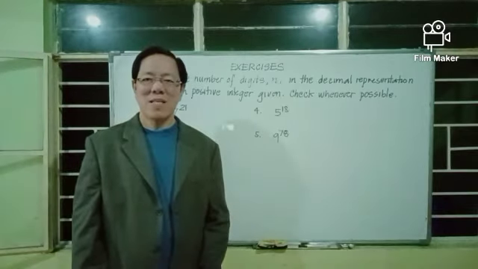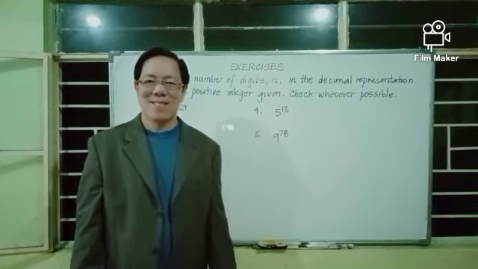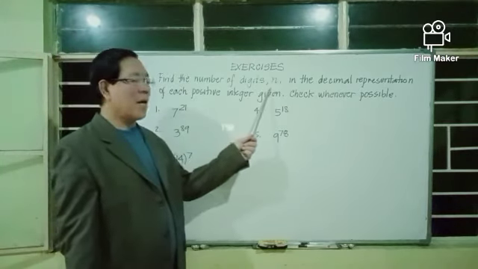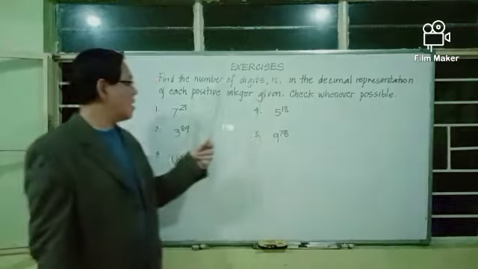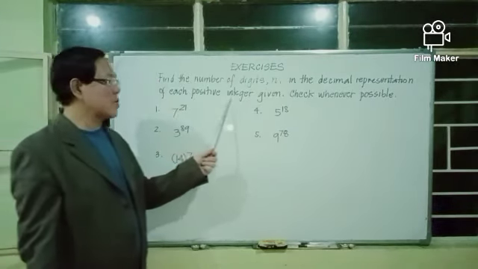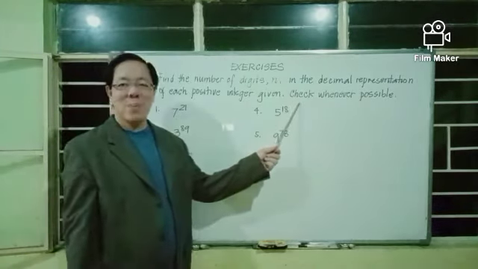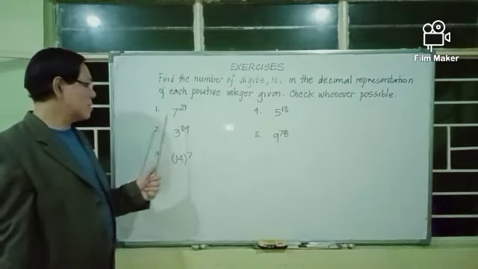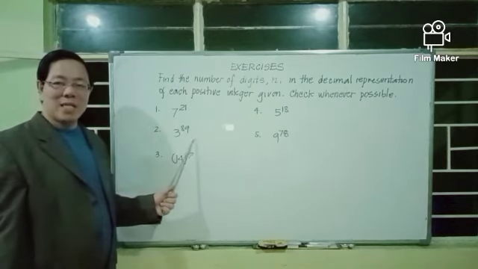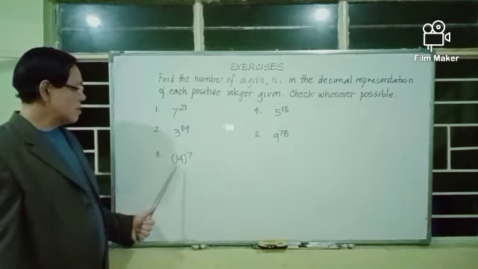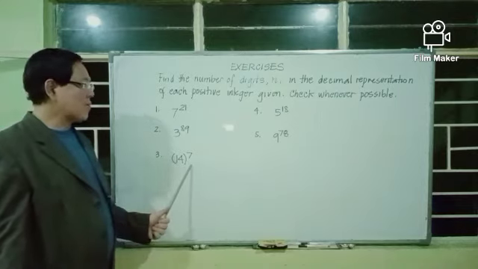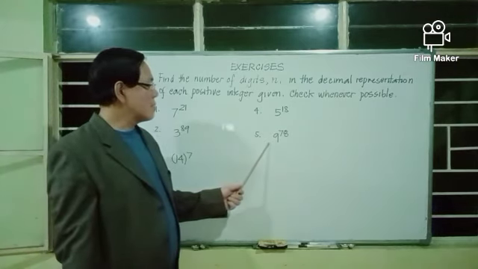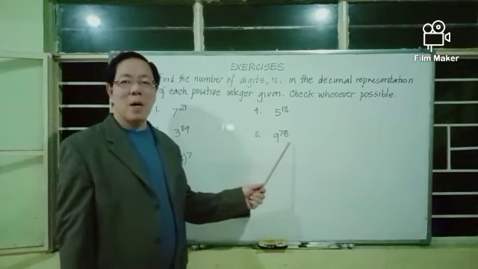For your practice, please try the following exercise. Find the number of digits in the decimal representation of each positive integer given. Check whenever possible. Number 1, 7 to the power 21. 2, 3 to the power 89. 3, 14 to the power 7. 4, 5 to the power 18. And 5, 9 to the power 78.